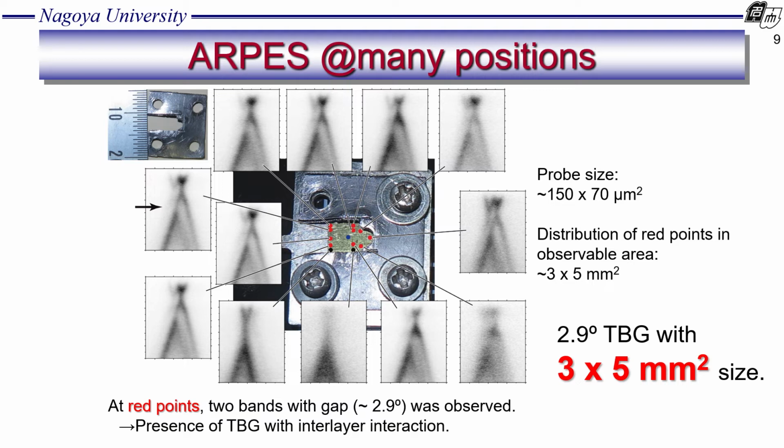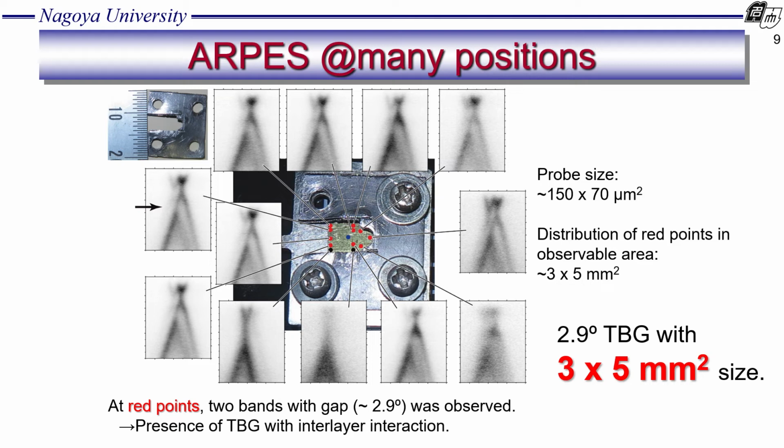We did the same experiments at different points of the same sample. The photo shown in the middle is the sample holder and the sample in it. The results in the previous slide were obtained at the blue point on the sample. At the red points, two bands with the band gap were observed. This is the evidence of 2.9-degree twisted bilayer graphene with the interlayer interaction.